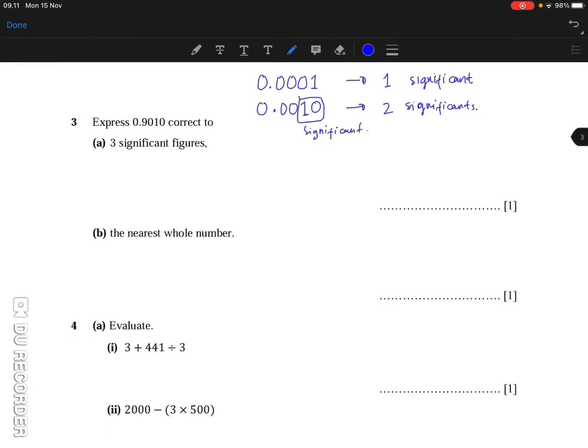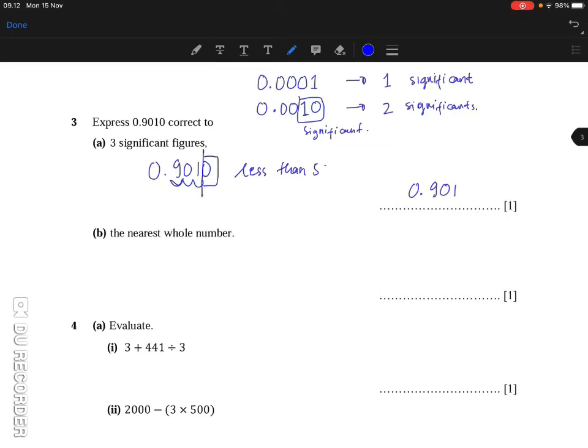Alright, now we have 0. Hold on, wait, I'm going to repeat. 0.9010. If you want to leave it in 3 significant figures, please start with this 9. This one is the first significant figure because this 0 is not counted as a significant figure. So 1, 2, 3, stop. Look at the next number here. You have 0. It means this 0 is less than 5, right? So you don't need to add 1 to the last digit. So you will have 0.901 as your 3 significant figures.